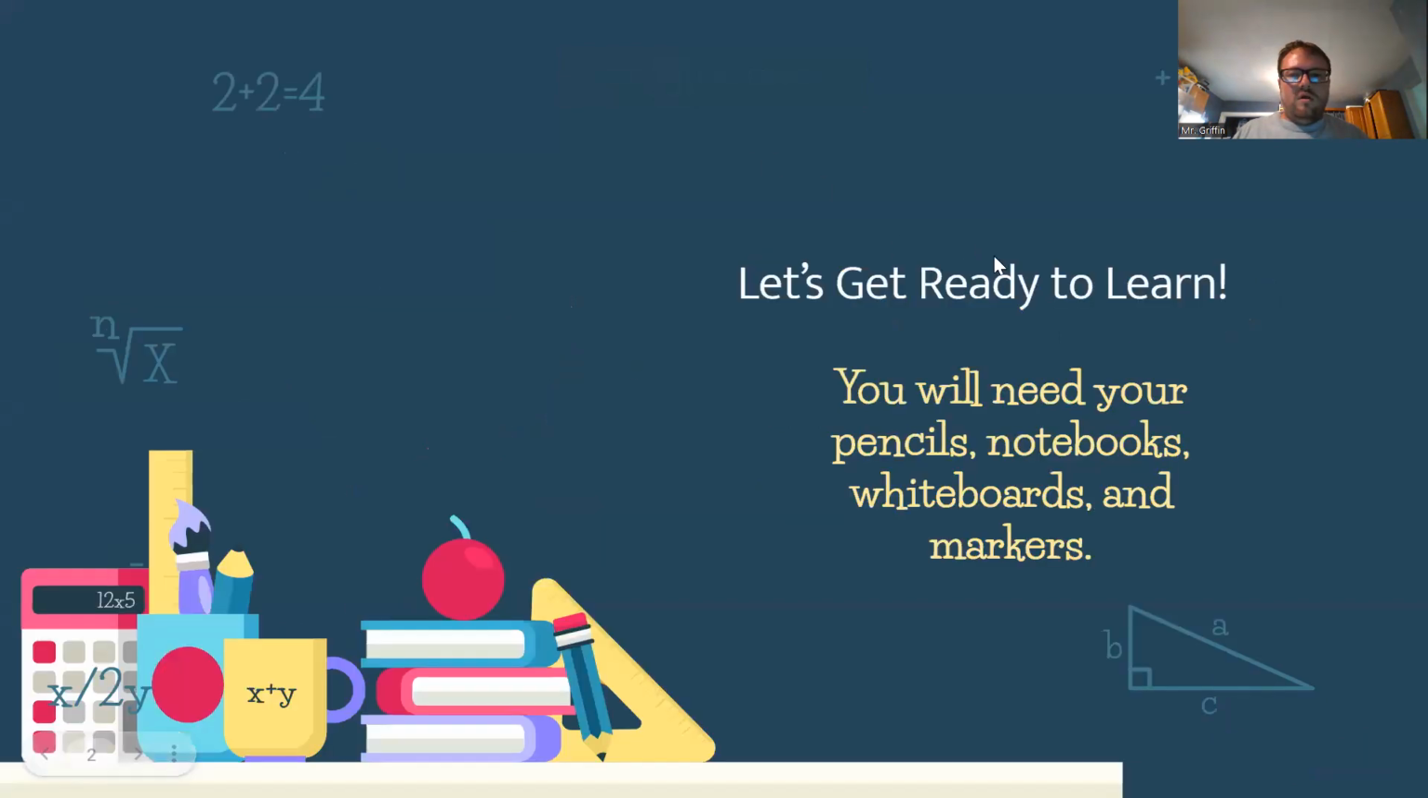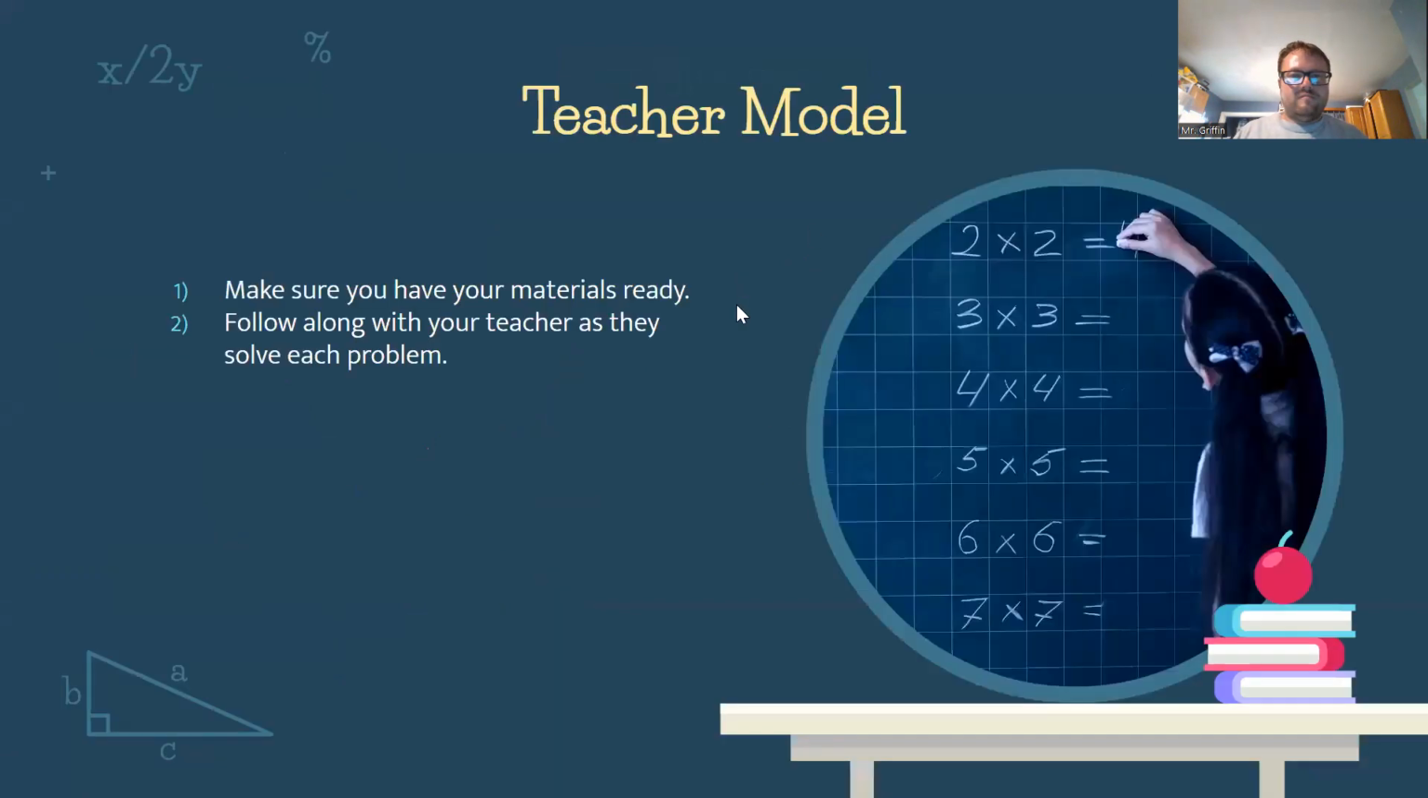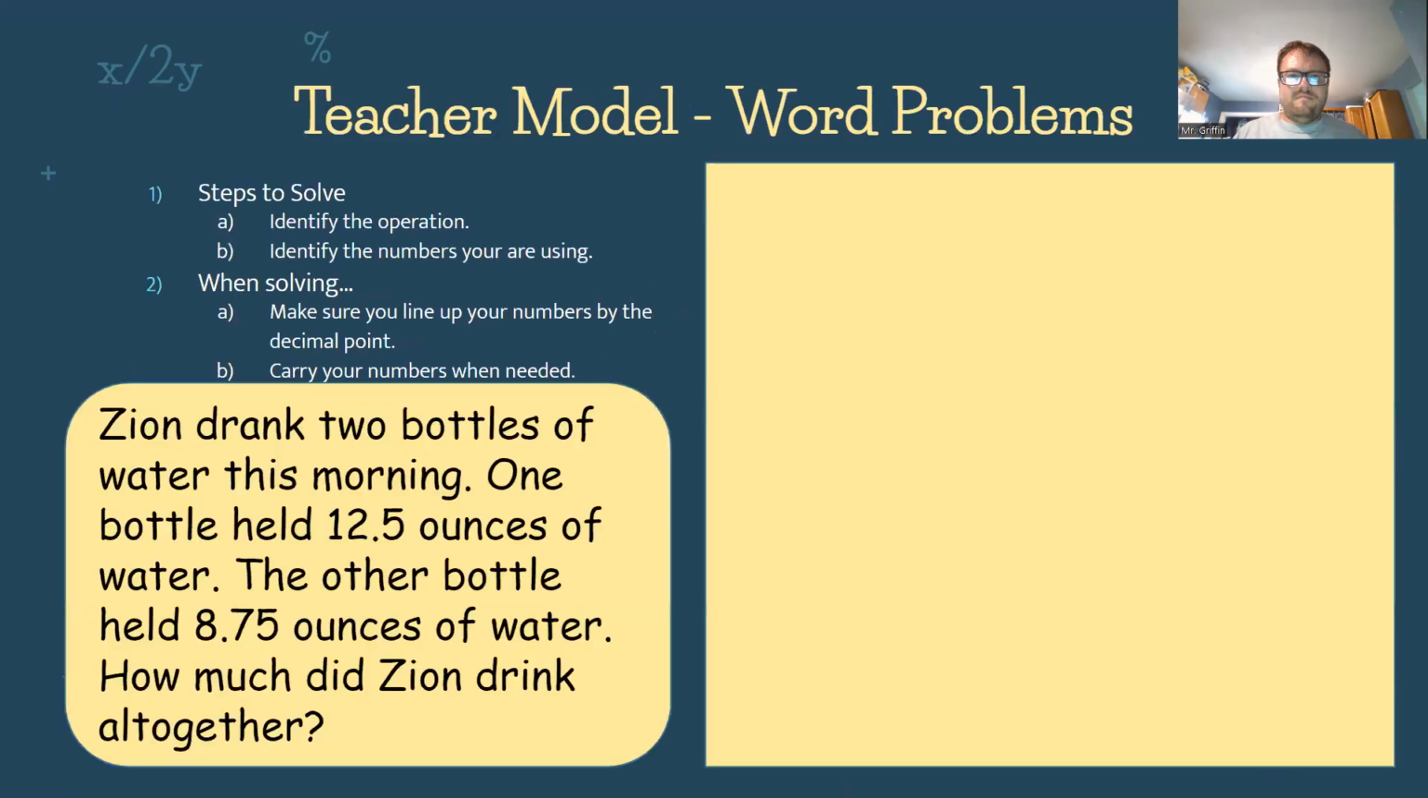Before we get started, make sure that you're ready to learn. You have a pencil and a sheet of paper with you, just something to write down things on. That way you can follow along because we're going to do two problems together today, and then you're going to do some independent practice on your Chromebook. I want you to follow along with me with these problems, okay?